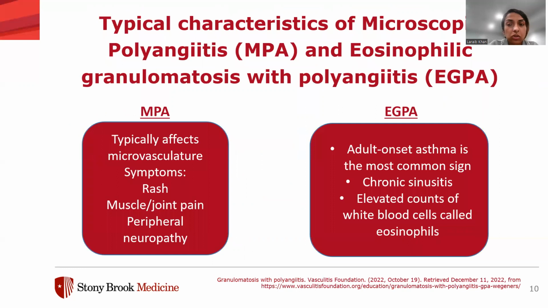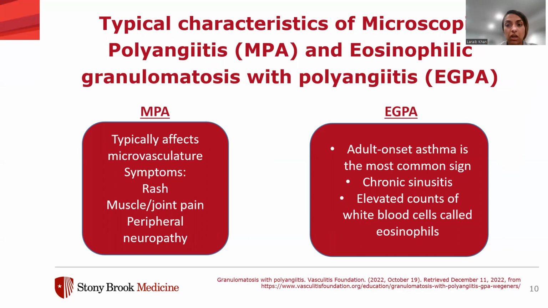So I'm just going to describe some typical characteristics of MPA and EGPA just briefly. Just to mention it, I will be focusing on GPA for the rest of the CE, but I'll describe them a little bit in case anyone's curious. So MPA has to do with microscopic polyangiitis. That has to do with microvasculature and microvessels. So when I think of that, I think of joint pain, peripheral neuropathy. Those are common symptoms that are associated with MPA.